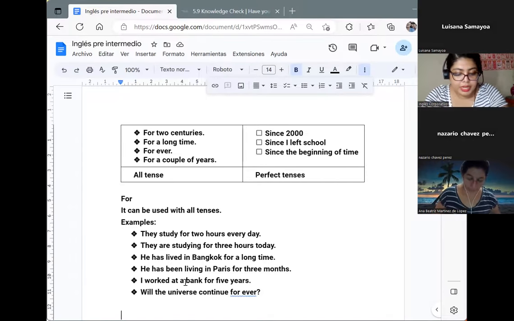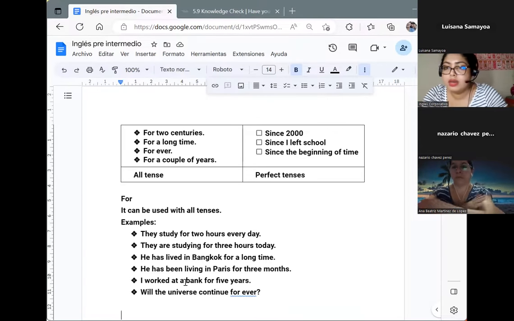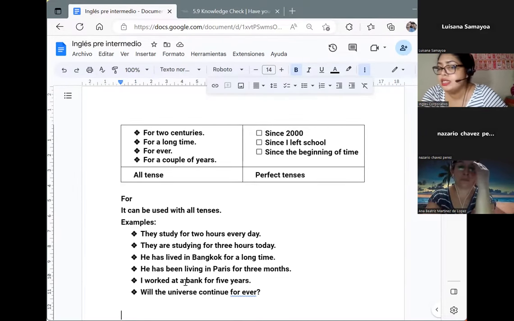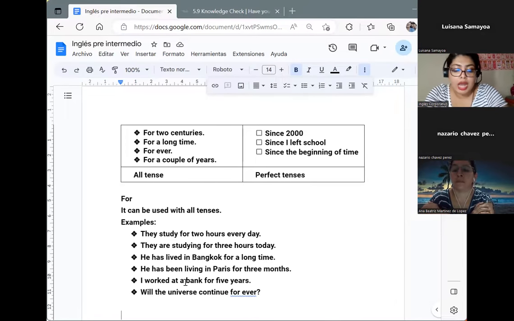Now, it says that we don't use for with all day or all the time. No utilizamos cuando tenemos las palabras all day y all the time, no vamos a utilizar el for. Simplemente vamos a poner, I was there all day. Estuvimos ahí todo el día. No vamos a poner, I was there for all day. Sino que es como muy redundante y no es correcto, ¿verdad? Entonces, cuando tenemos all day y all the time, no vamos a utilizar for.